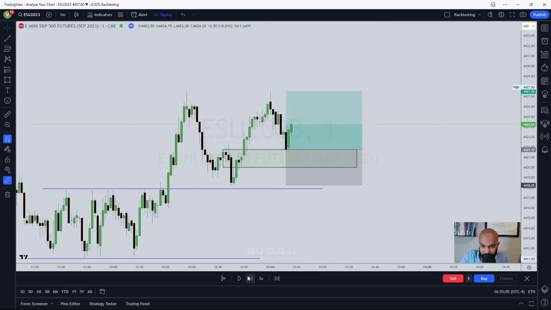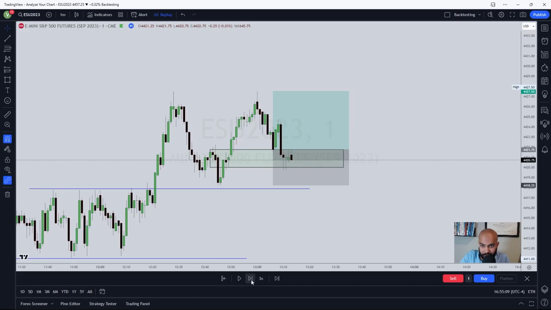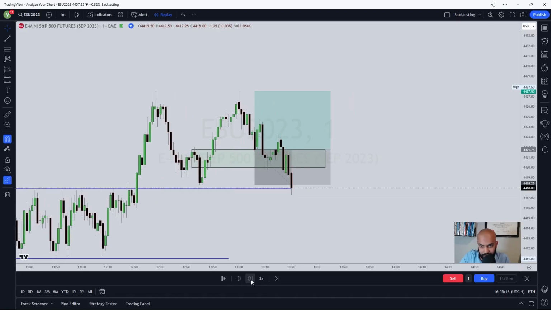So we got filled right here. We're still in. Let's see if we get stopped. And yeah, we got stopped. Just was not a good quality trade. What I saw here is that the fact that price came here and it didn't shoot higher was a sign that, hey, we should actually get out of the trade.